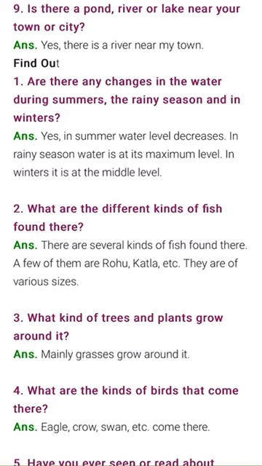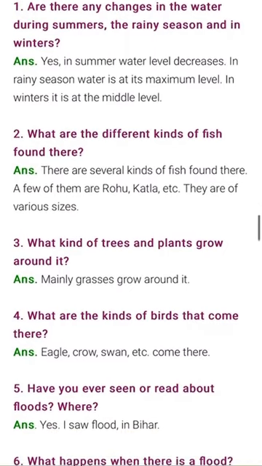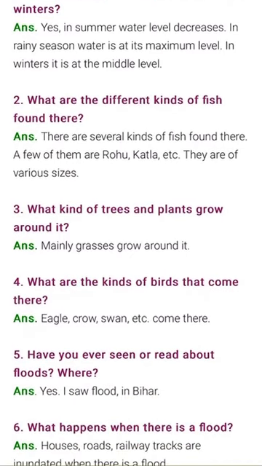2. What are the different kinds of fish found there? Ans. There are several kinds of fish found there. A few of them are rohu, katla, etc. They are of various sizes. 3. What kind of trees and plants grow around it? Ans. Mainly grasses grow around it. 4. What are the kinds of birds that come there? Ans. Eagle, crow, swan, etc.